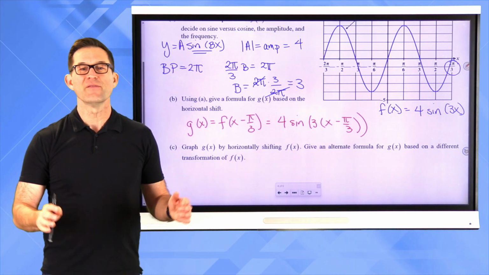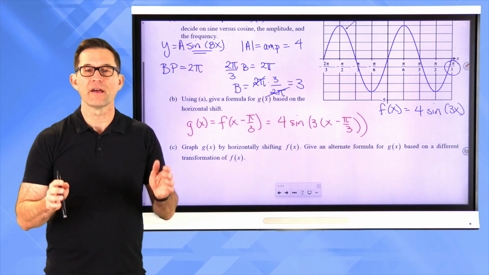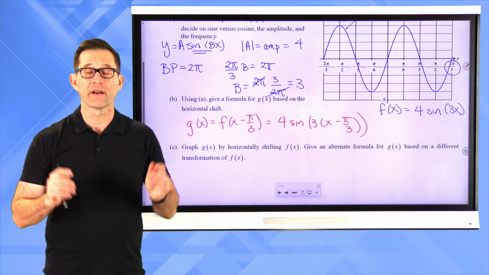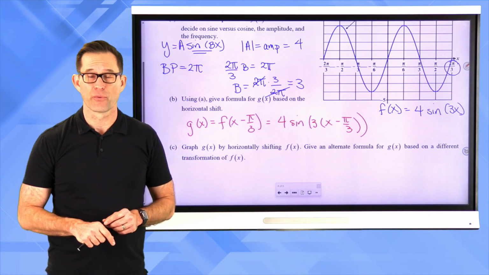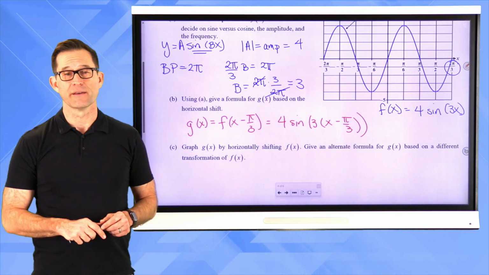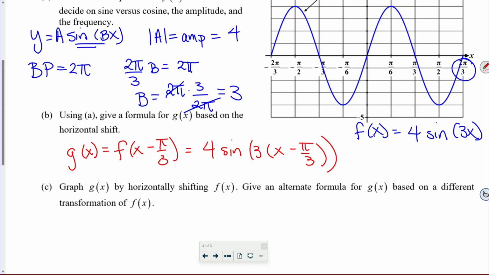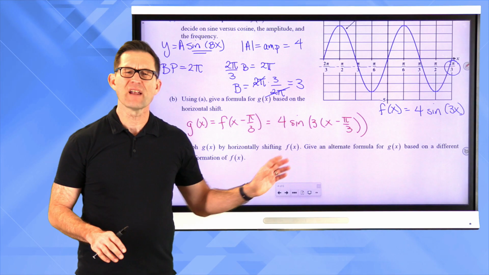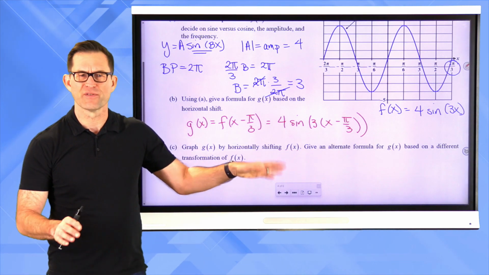All right, g of x equals 4 times the sine of 3 times the quantity x minus pi over 3. Let's take a look at letter C. Graph g of x by horizontally shifting f of x. Give an alternate formula for g of x based on a different transformation of f of x. All right, so let's not worry about that second part yet. Let's just do the shifting and do the graphing.